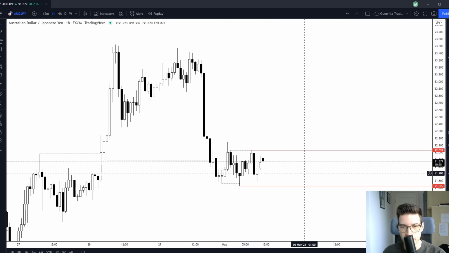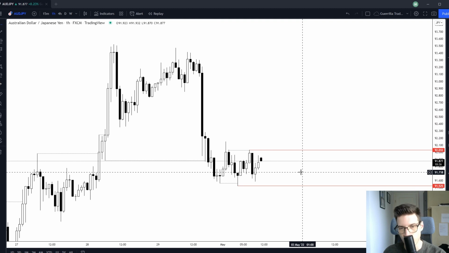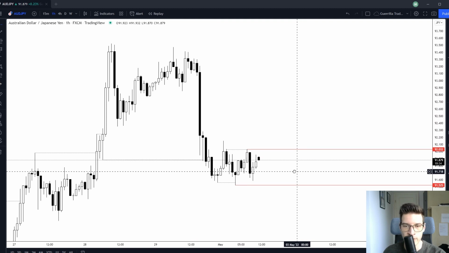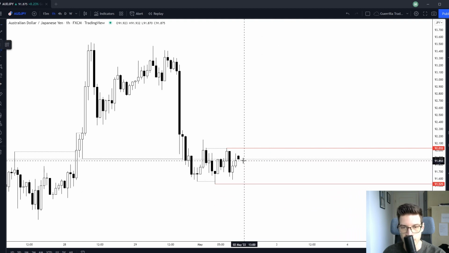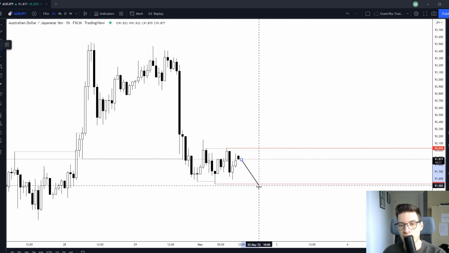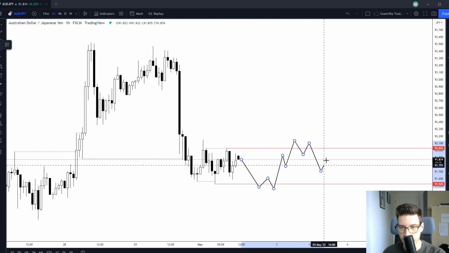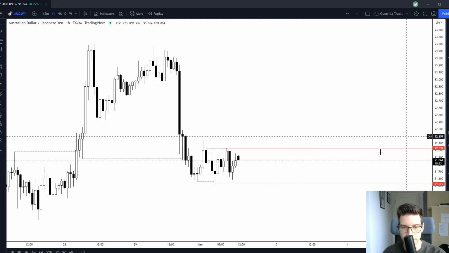For me personally, this one is not showing me anything. This is not good price action. I'm not looking for any trades. I want to see some cleaner setups, and this one is just looking like it's going to be range bound. So I am expecting something like this.